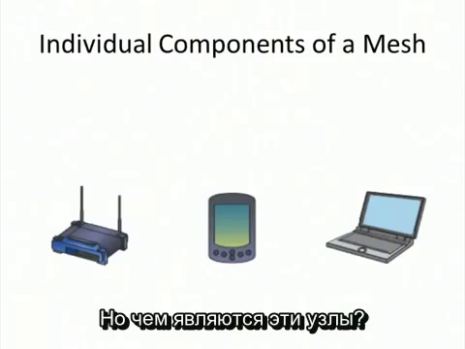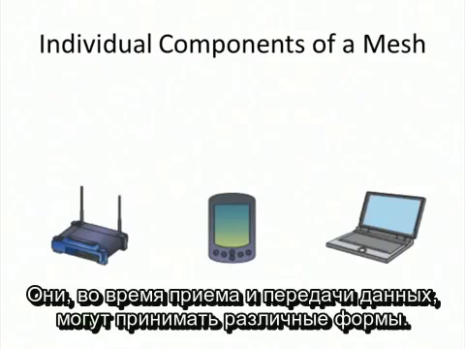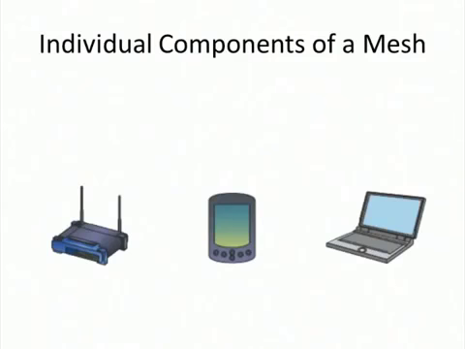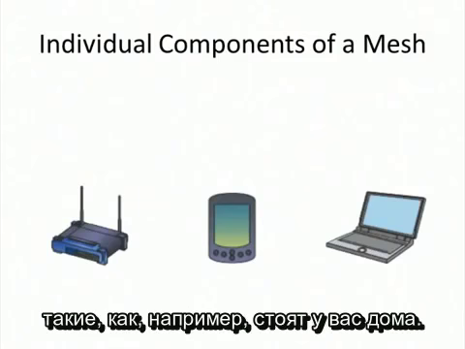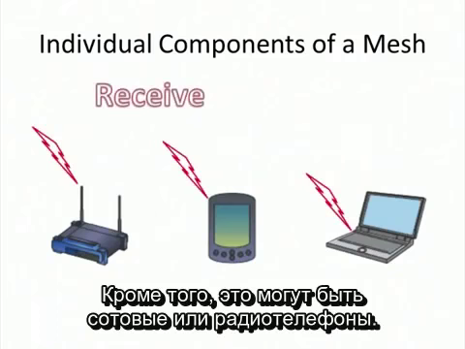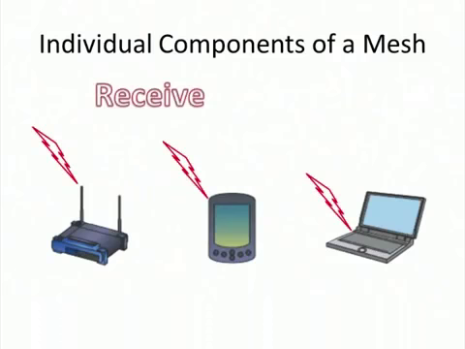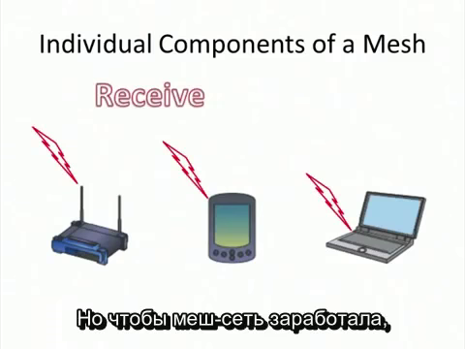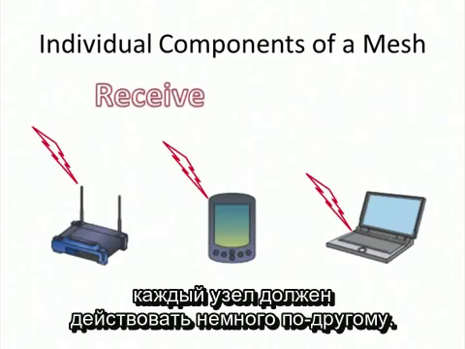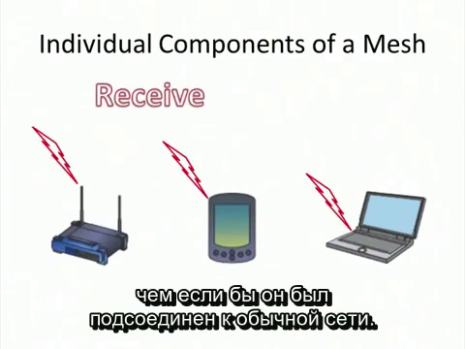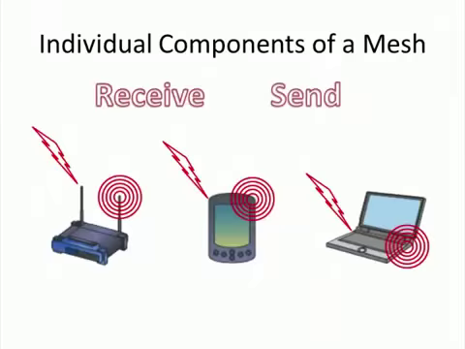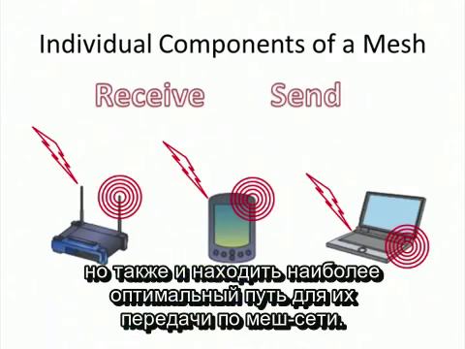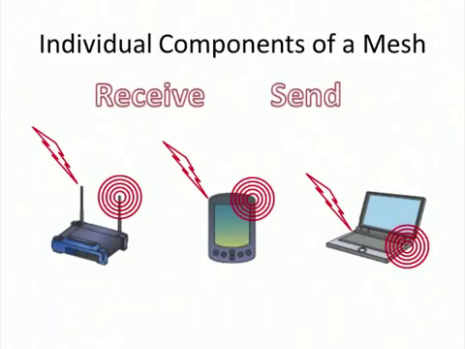But what are these nodes? They can take many forms as long as they can send and receive data. Typically, they are made of wireless routers, just like the ones you use at home. They can also be made of cell phones or radios. For a mesh network to work, however, each node has to behave a bit differently than it would if it were connected to a typical network. It must not only send and receive data, but it must also determine an efficient way to send data across the mesh.